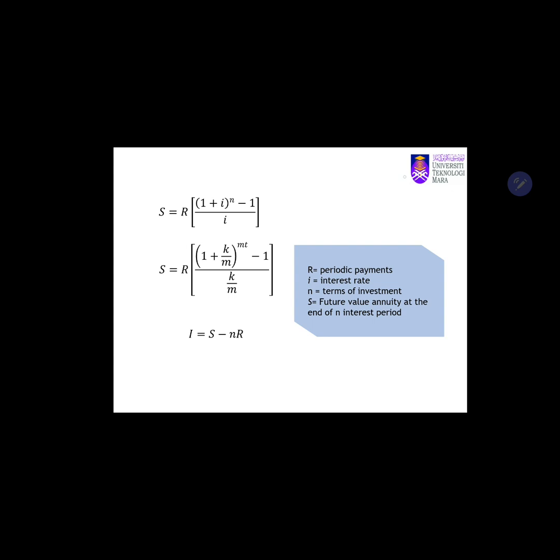If you notice, this part is actually like compound interest. Your i is k over m, and your n is mt. When you calculate, you will actually be using the second one. Then we have the formula for amount of interest. We will use this formula for the amount. Next, we are going to look at how to use this formula.